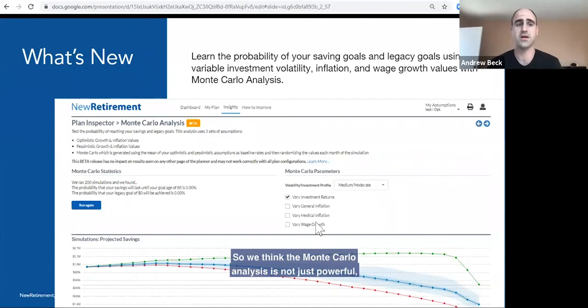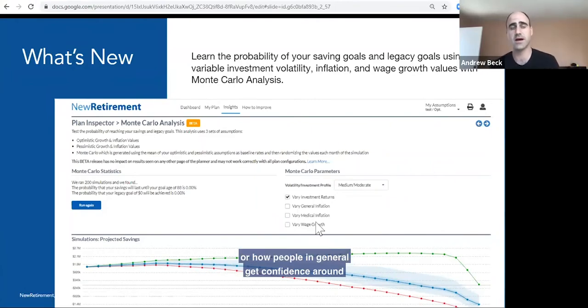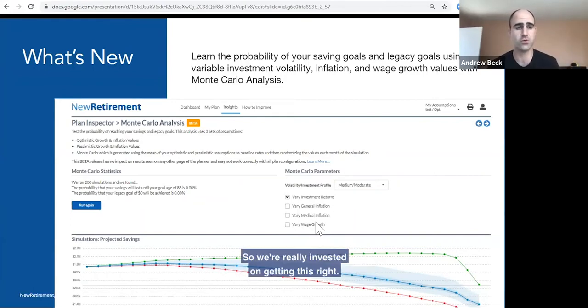So we think Monte Carlo analysis is not just powerful, but extremely important to how people in general get confidence around where they're going to end up over time. So we're really invested in getting this right. We're also going to be weaving it into different parts of the tool because we think it is absolutely not the only way to look at retirement savings and retirement planning, but one very important way to do so.